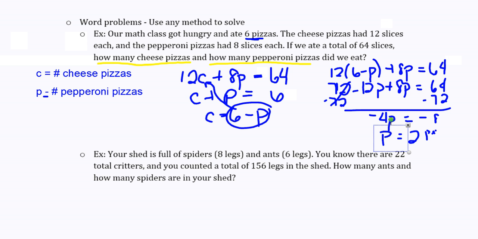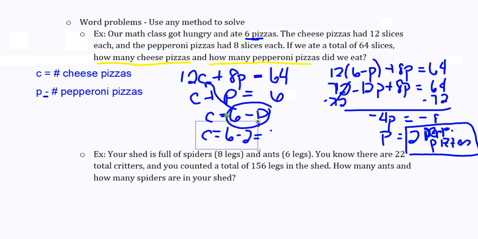So 2 pepperoni pizzas. Sorry, it's a little messy, but it says pepperoni pizzas. Yeah, there's no fixing that. That's not the end, though. I also want to know how many cheese pizzas, so I'm going to have to plug that back in. C is going to be 6 minus 2, so 4 cheese pizzas. Okay. And so there's solving word problems using substitution.